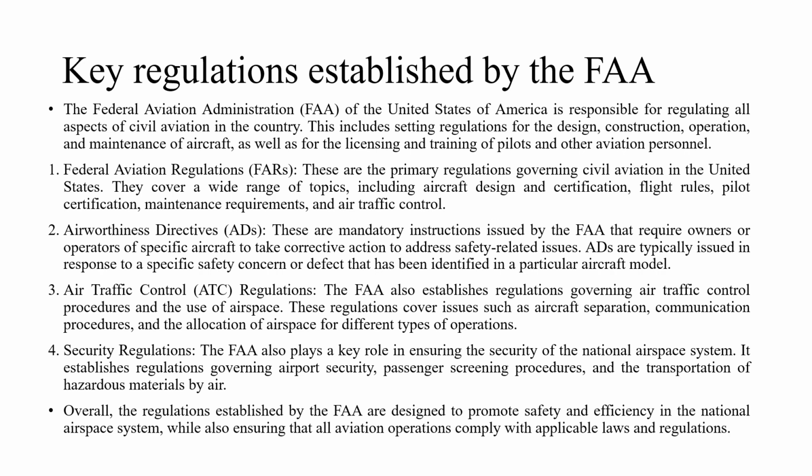These are going to be the primary regulations which govern civil aviation in the United States. So it actually includes the design and certification. Next one is going to be the airworthiness directives. These are the instructions issued by the FAA that require the owners and the operators of specific aircraft to take corrective action.